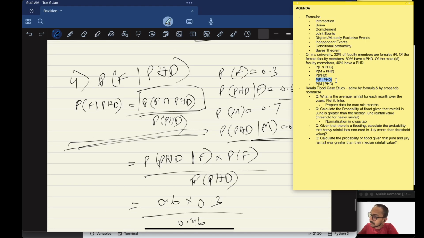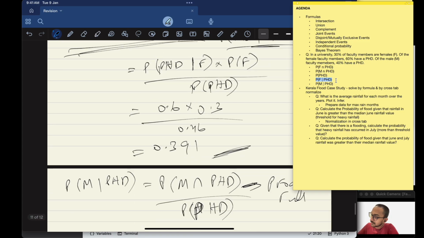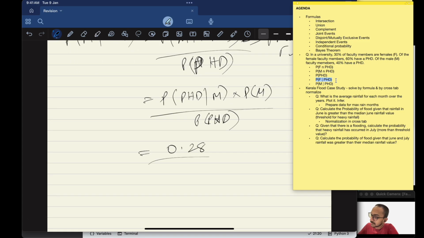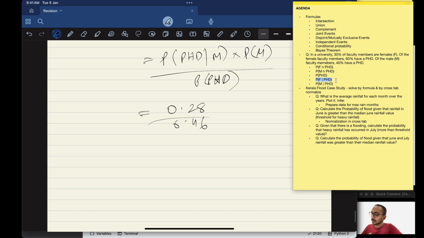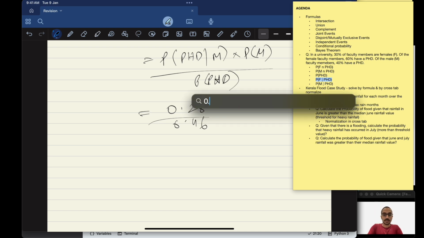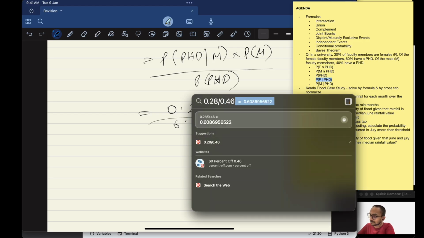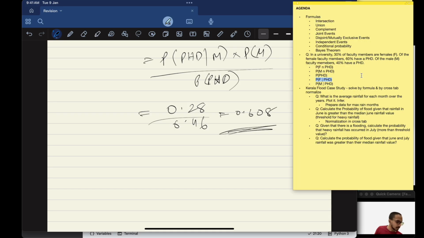What is PhD given male? 0.4 times 0.7, 7 4s are 28, so that's 0.28 over P of PhD, which is 0.46, right? 0.28 over 0.46 is 0.608. That is how you get that value, and that's basically how you solve these conditional probability and Bayes theorem questions. Let's look now at a case study, which is Kerala floods.